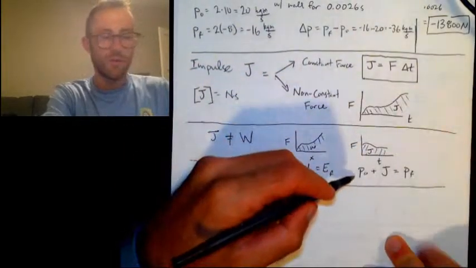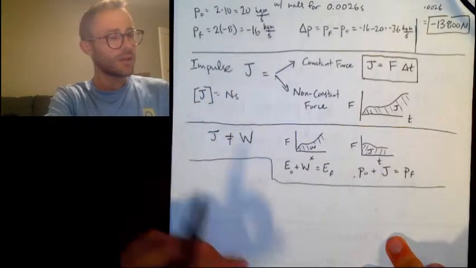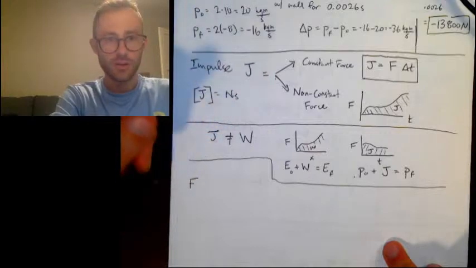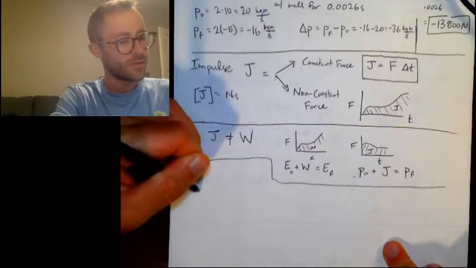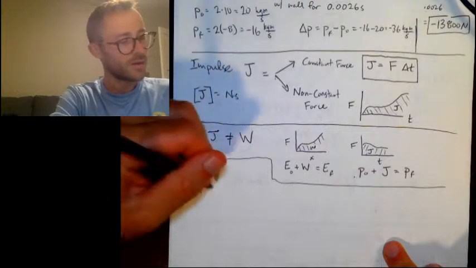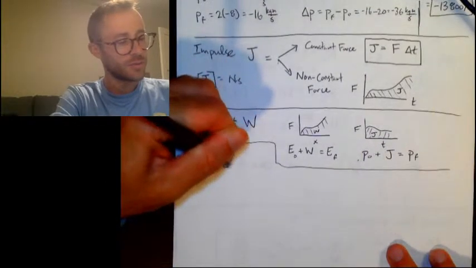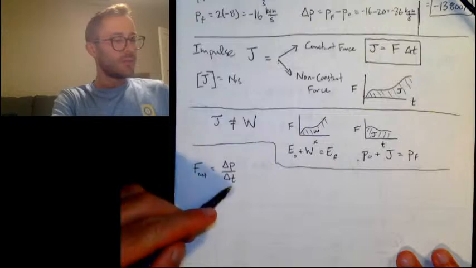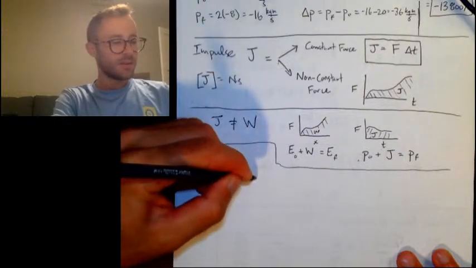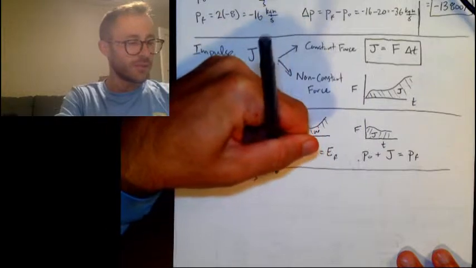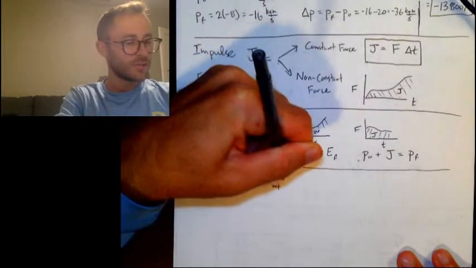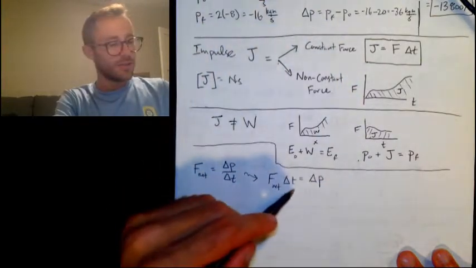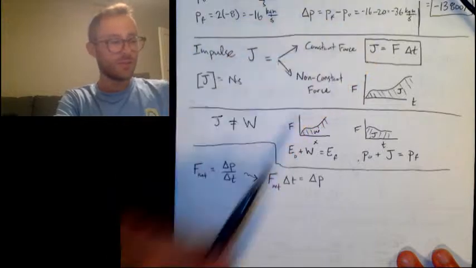So I want to talk about why this is true. If we took the sneaky form of Newton's second law, net force is change in momentum over change in time, and we multiply both sides by delta T, what we get is that the net force times delta T is equal to delta P. But this force times time is the definition of impulse.